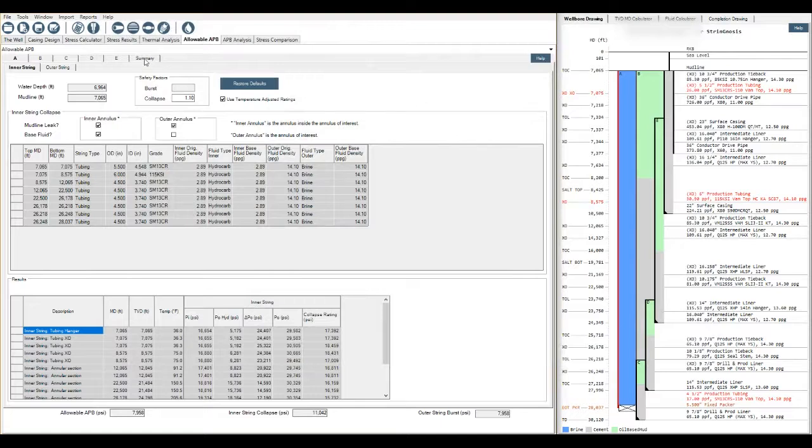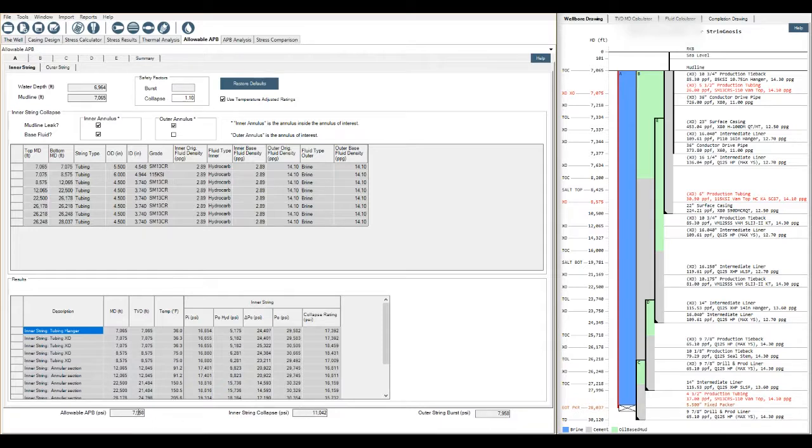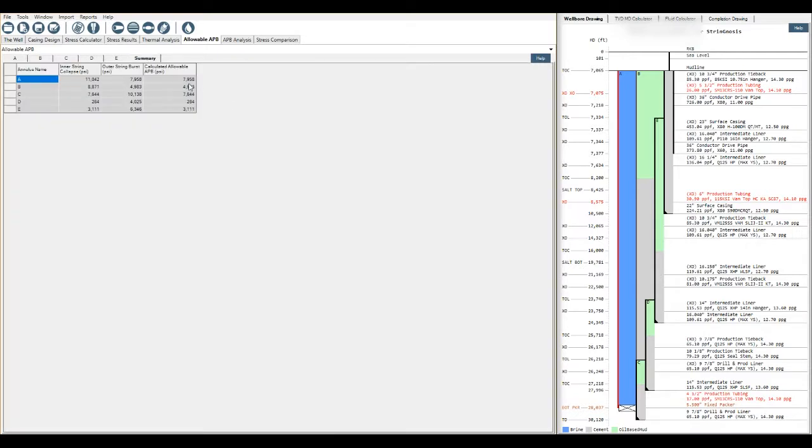And we do have some instructions of how to use the allowable APB module, but this quick look should be good enough. So we can look at each string individually, and then along the bottom, it tells us what our inner string collapse is, our outer string burst is, and then what our allowable APB is based on the lower of the two. We also have a summary, which summarizes all of the annuli and the calculated allowable APB.